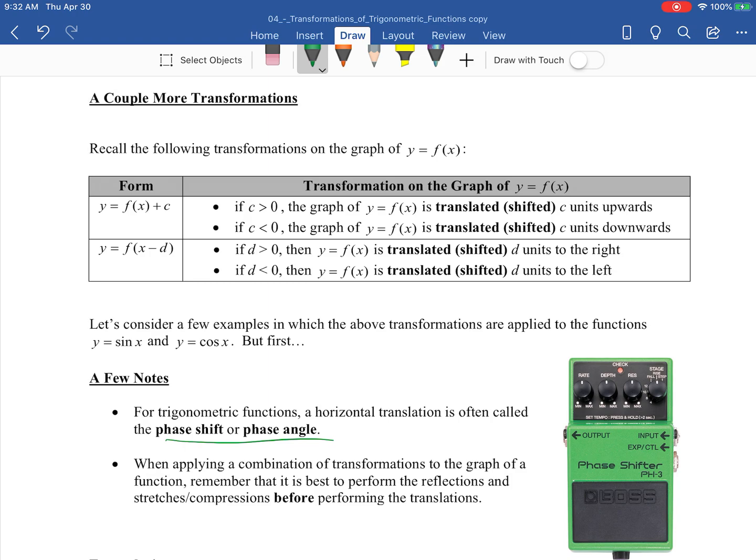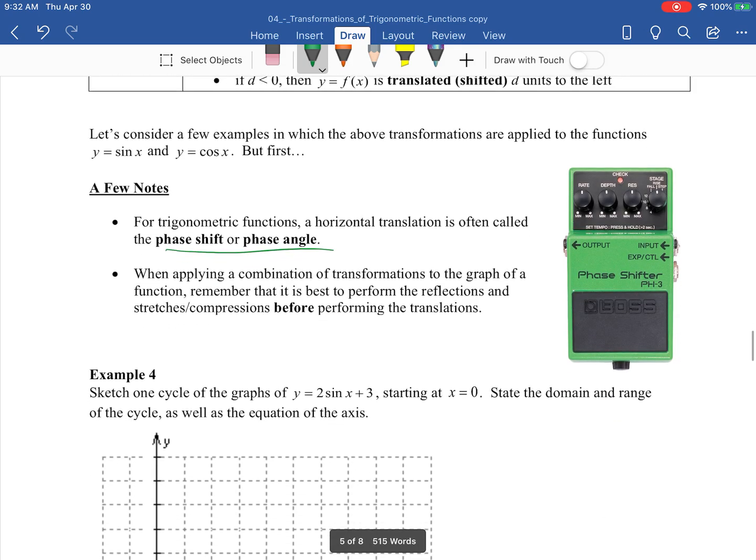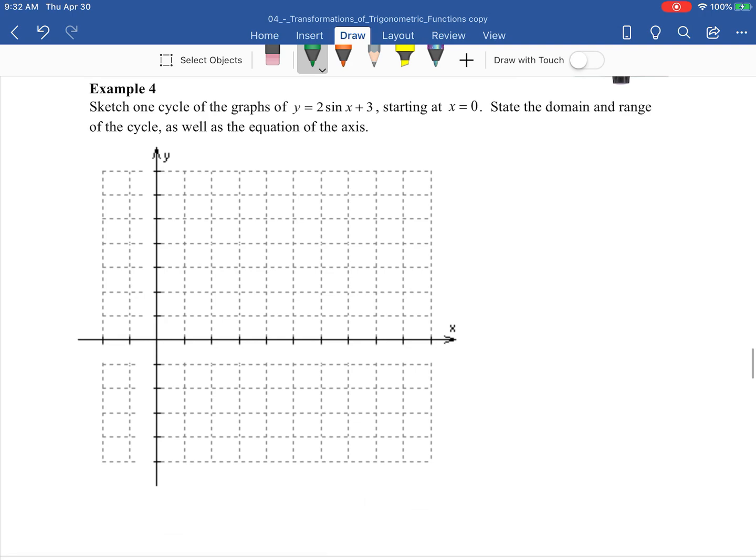And when applying a combination of transformations to a graph of a function, remember it is best to perform the reflections and stretches before performing the translation. Some of you might have learned how to do this with a table of values before, and you always had to do stretches and compressions first. And there's actually a simple reason why that's true: it just follows BEDMAS. You do division and multiplication before you do addition and subtraction. So that's why you do those things first.